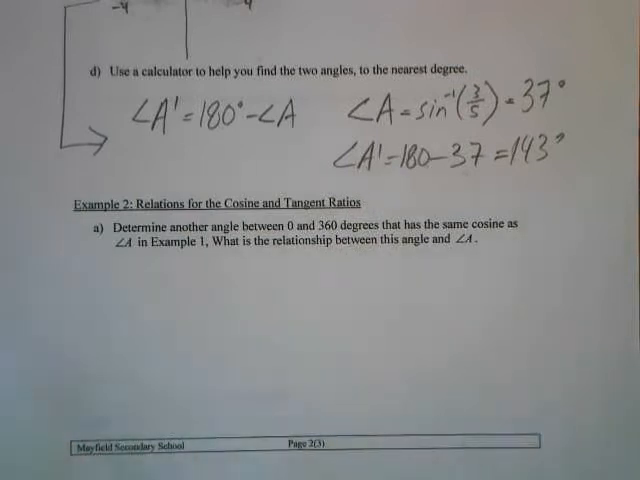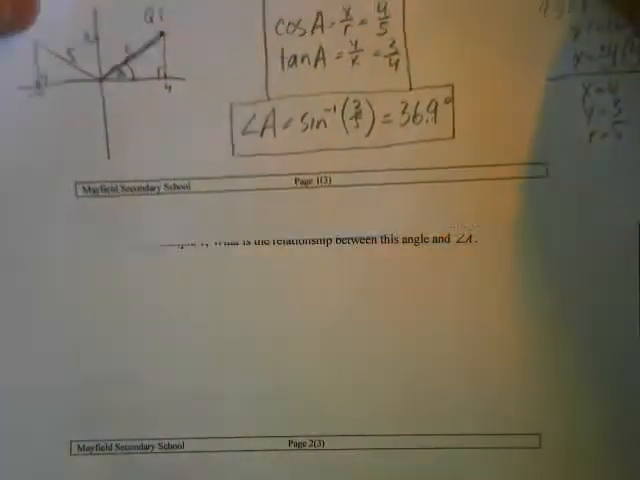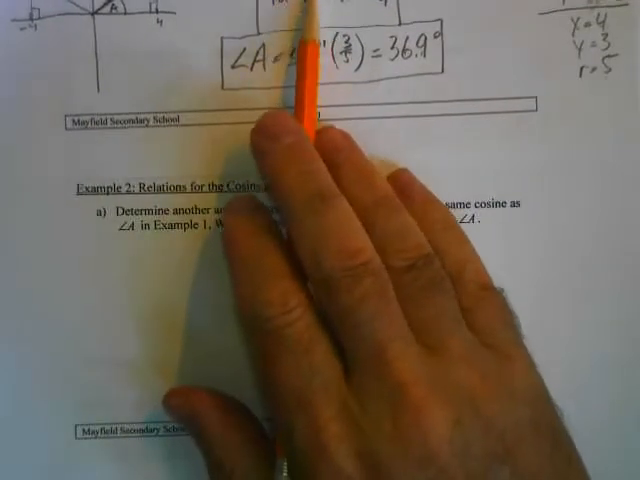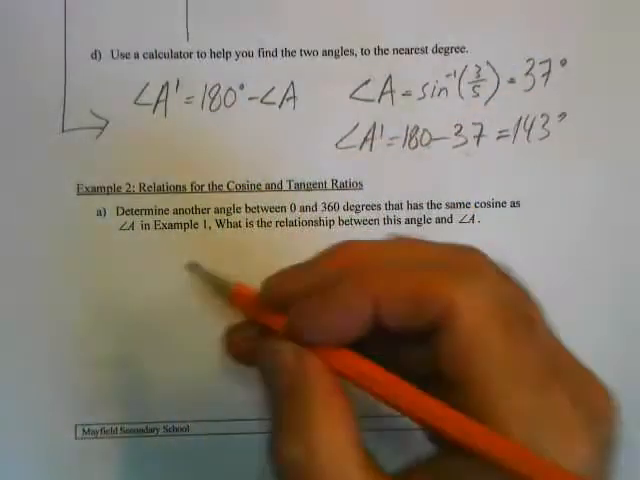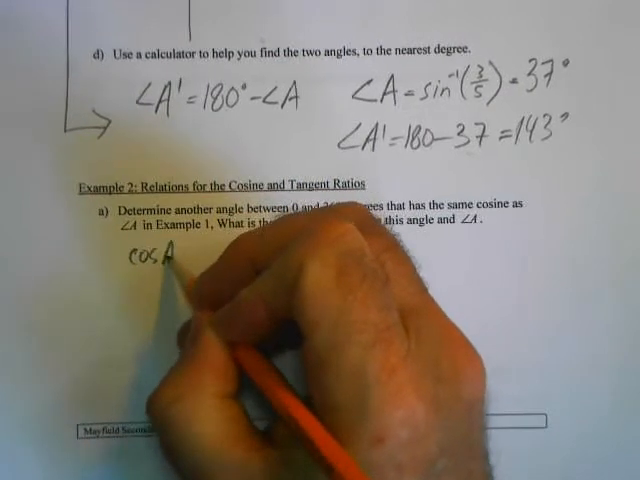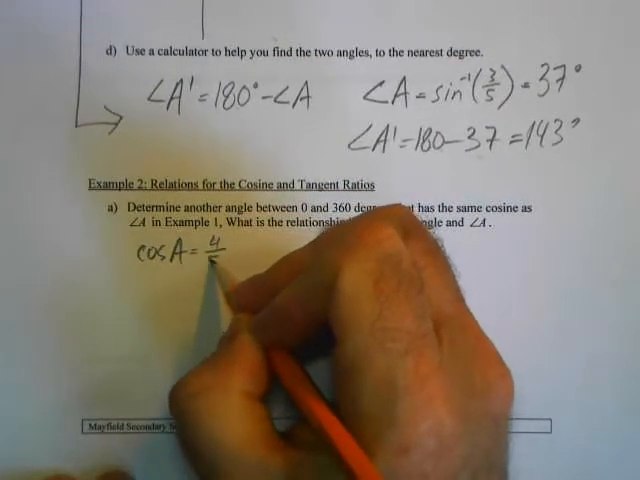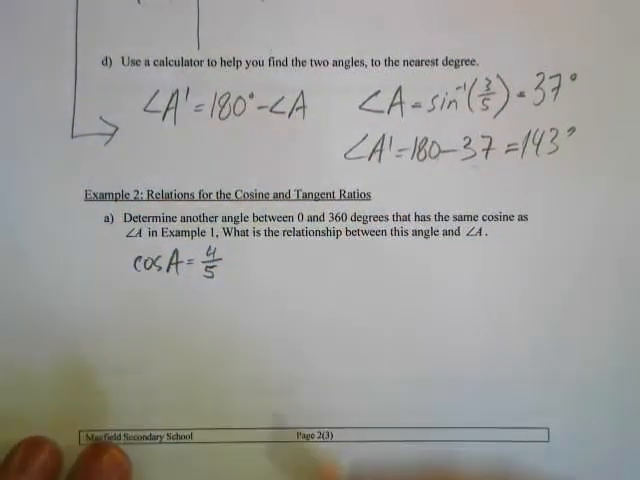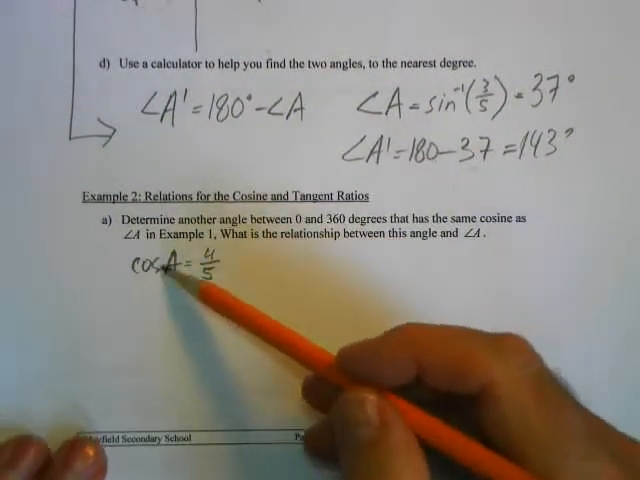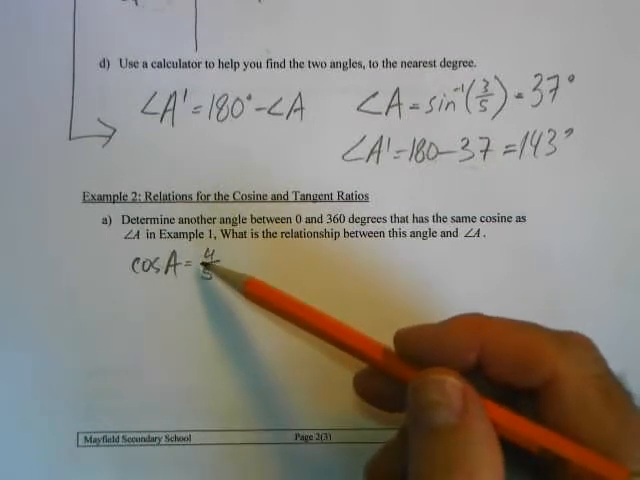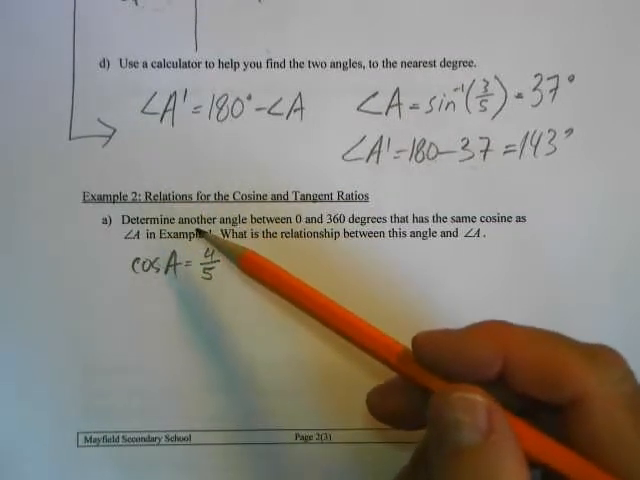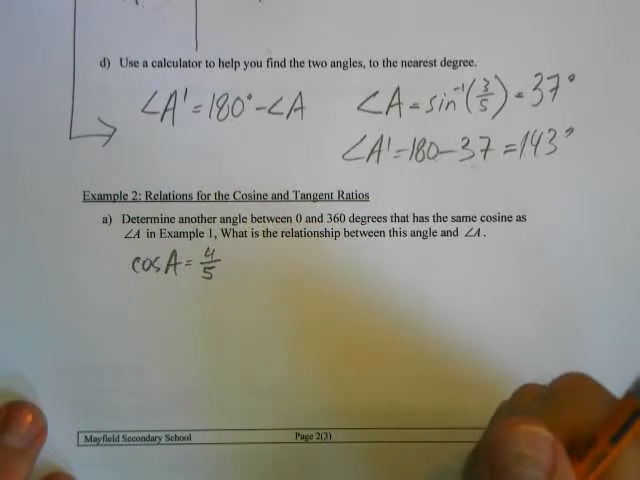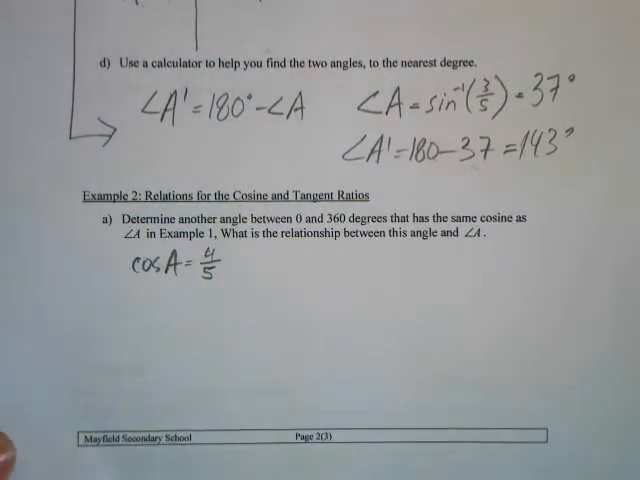Okay, so determine another angle between 0 and 360 that has the same cosine as angle A in example 1. So what was that? Let's go back to the first page. So it told us that cosine A is 4/5. So I'm going to write that down. And just like the sine ratio that we had for angle A, that gave us two possible angles. This will also give us two possible angles. Okay, so let's see how that works.